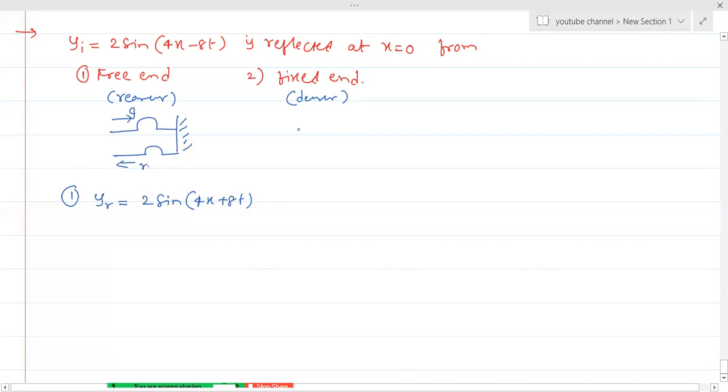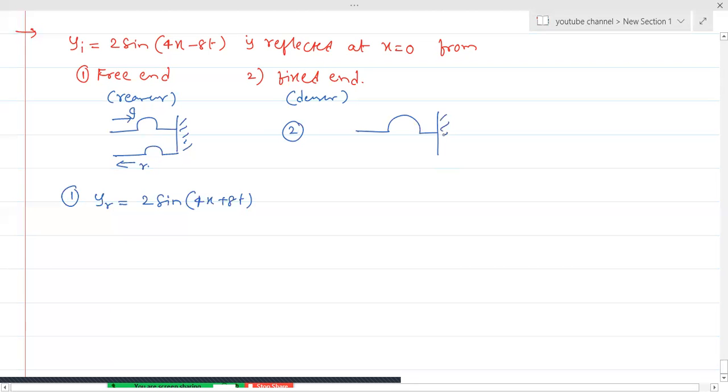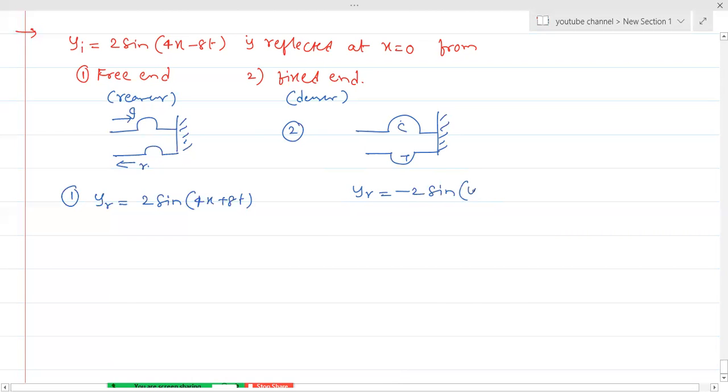And when we think of the second case, where this is the denser medium, if we take the crest, automatically we are going to have a trough. So that's why the amplitude gets reversed. y_r is equivalent to, instead of 2, minus 2 sin(4x + 8). So this minus 2 is for the rough boundary and the plus sign is nothing but the direction change.